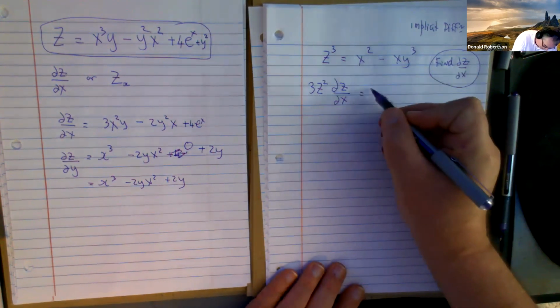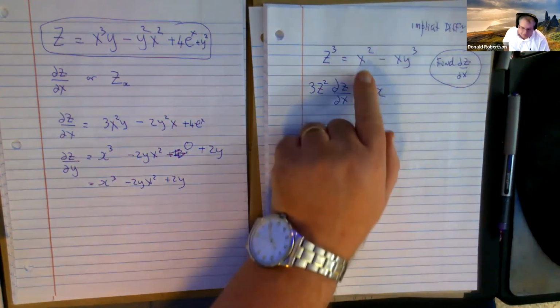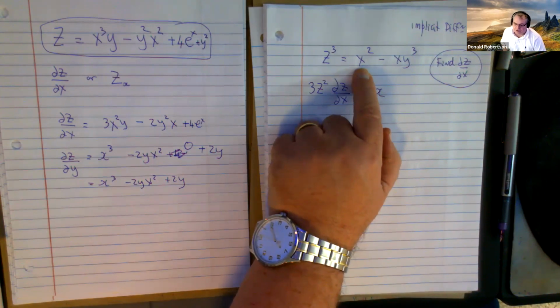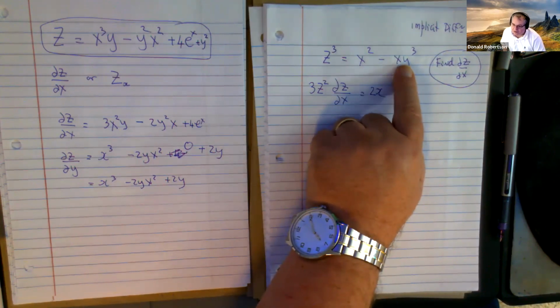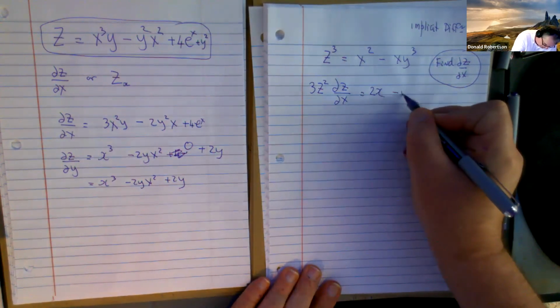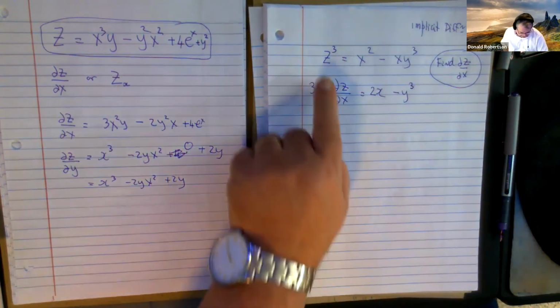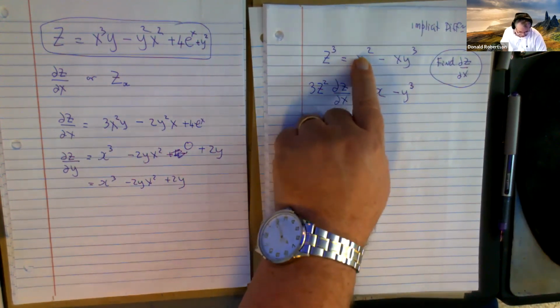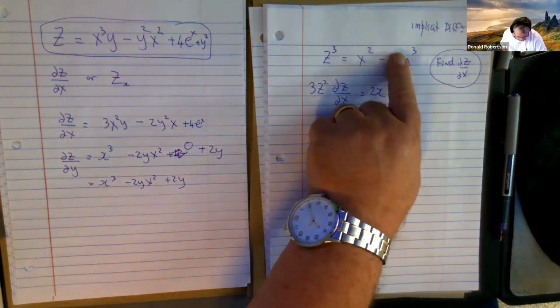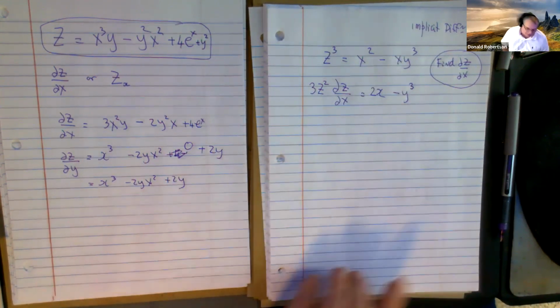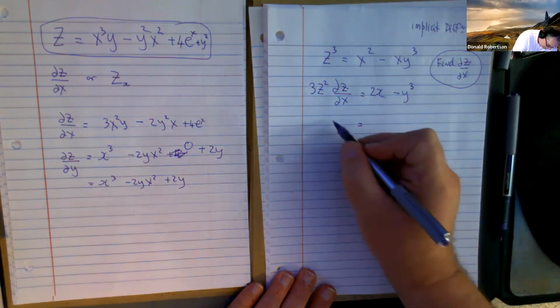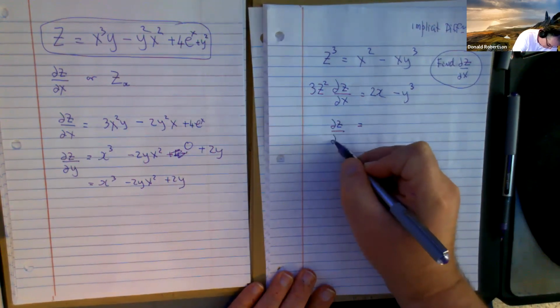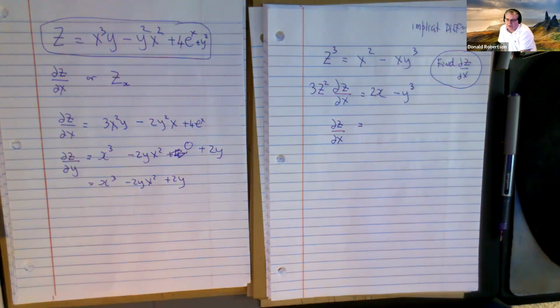Now, if you differentiate this guy, you just get 2x, because everybody gets differentiated with respect to x. And then you differentiate this guy with respect to x, and you get minus y cubed. So this guy gets you 3z squared dz by dx. This guy with respect to x gets you 2x. This guy with respect to x gets you that. And now, your ultimate goal is to separate out dz by dx, right? So what would we do next? It's a one-liner.